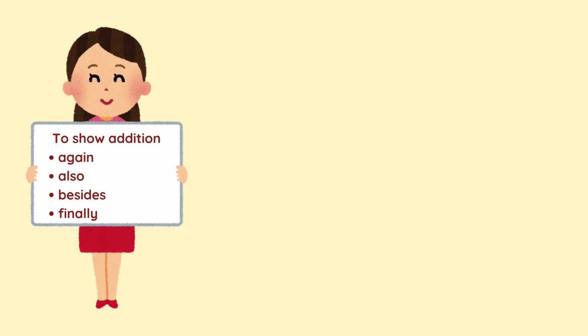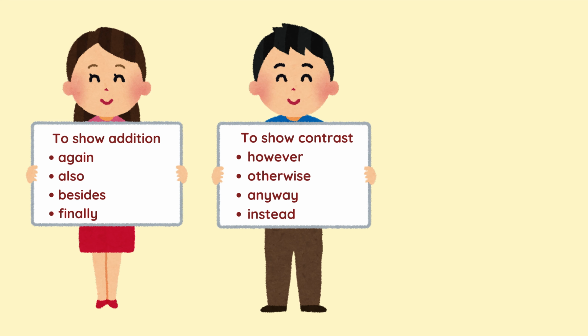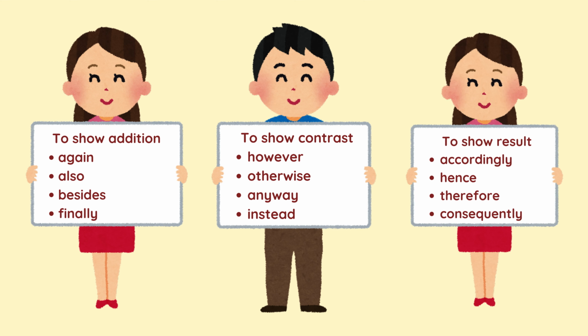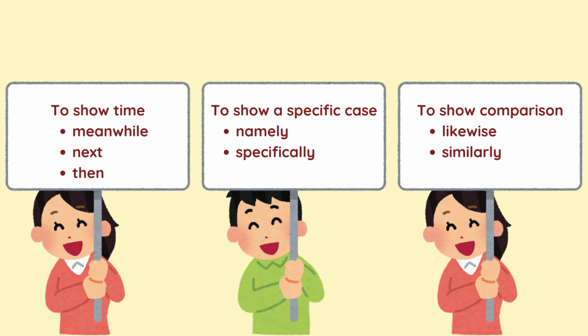First, to show addition, we can use again, also, besides, finally. Next, to show contrast, we can use however, otherwise, anyway, and instead. Then, to show result, use words like accordingly, hence, therefore, consequently. Now, to show time you can use meanwhile, next, then.